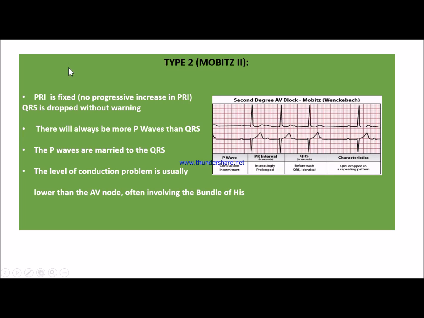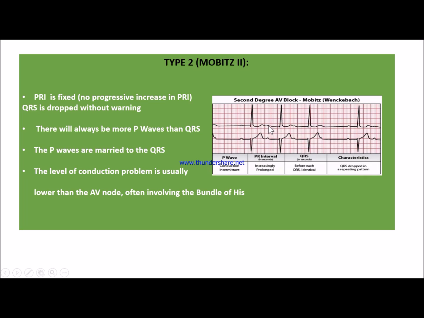The second type, type 2 atrioventricular block, is called Mobitz type 2. In this the PR interval is fixed. Earlier it was varying. Here we can see this is the P wave, Q and R. So the PR interval is not varied. It is constant. There will always be more than one P wave per QRS. We can see this is a P wave again.